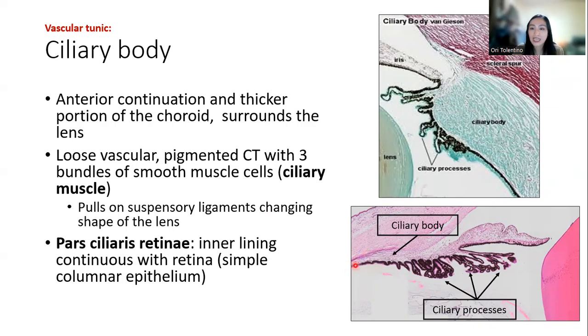Just know that the lining epithelium of the ciliary body is continuous with the retina. Okay? In fact, the retina also has an anterior and posterior portion. And this epithelium is the anterior portion of your retina. It is called the pars ciliaris retinae, or the ciliary part of your retina, and it is a simple columnar epithelium.